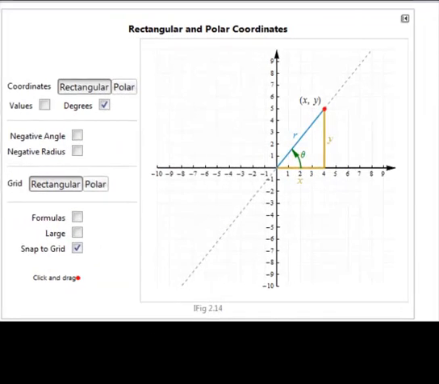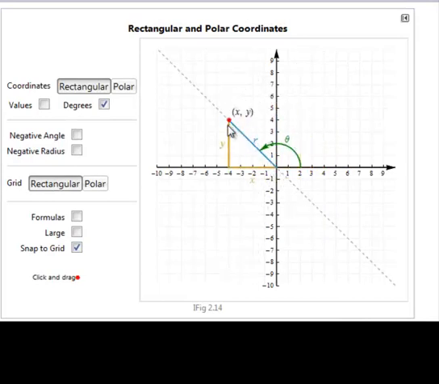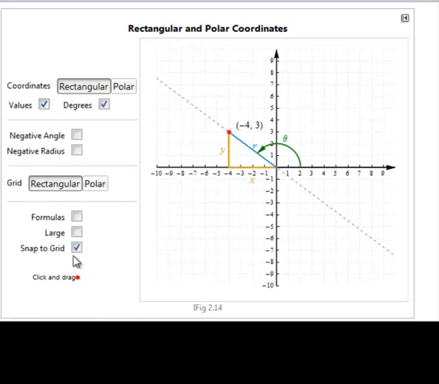This figure shows rectangular and polar coordinates. We can click and drag the red dot on the grid. We can show the values for the point and the formulas for polar form.